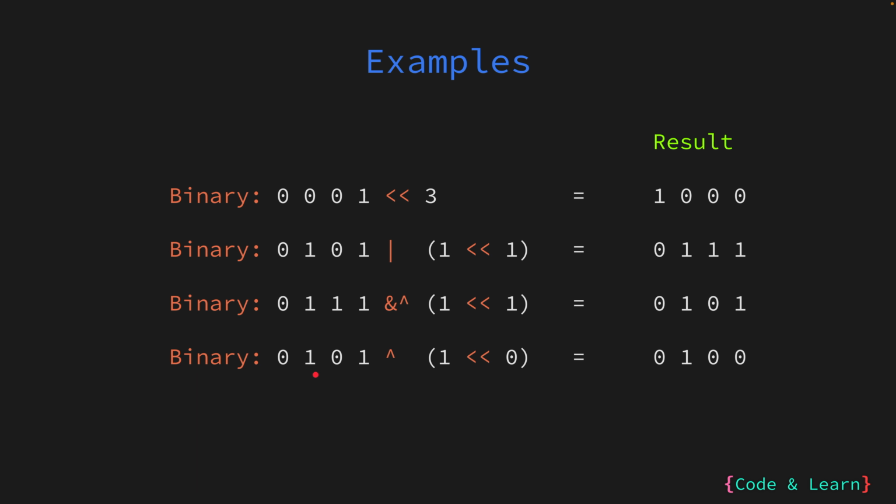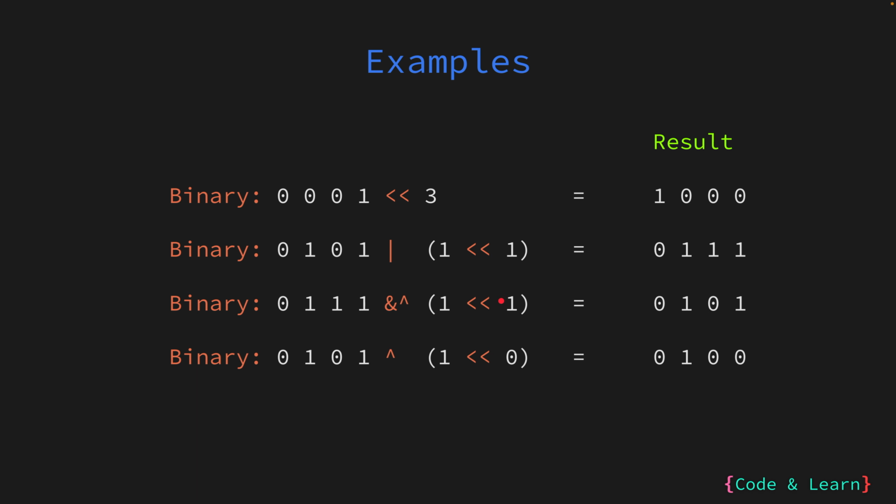In the fourth example, A is 5, 101. The expression 5 ^ (1 << 0) will result in binary representation 100, where the bit at position 0 is inverted from 1 to 0 while the other bits remain the same.